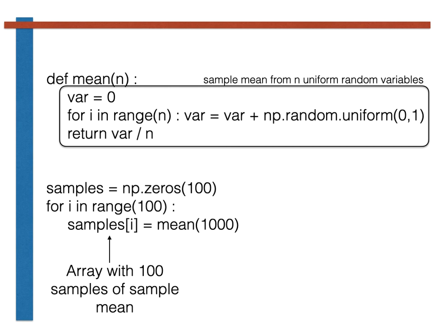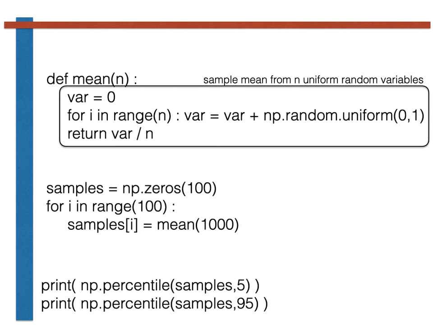This array of samples is then just like any other array of samples that I generate from a random variable. I can thus calculate a mean from this data, I can calculate a median, or as shown here, I can calculate the 5th and 95th percentiles of the distribution.